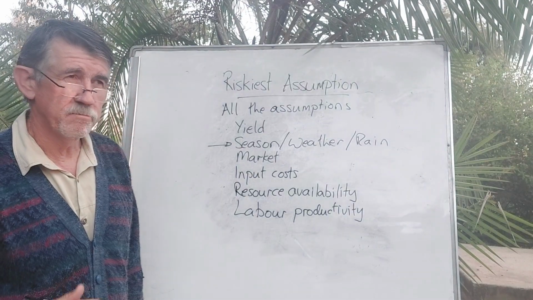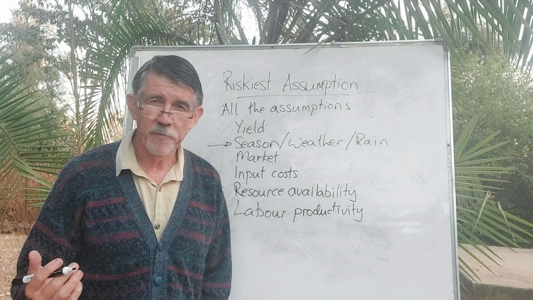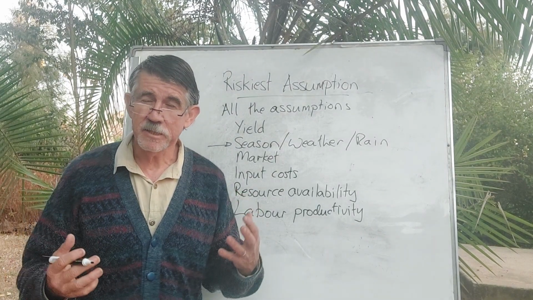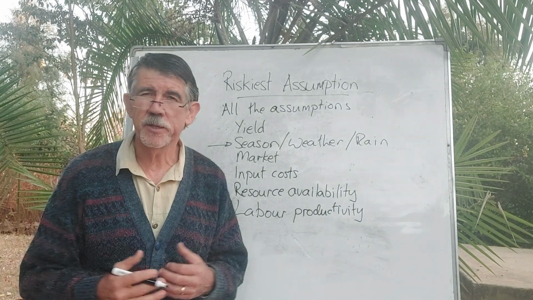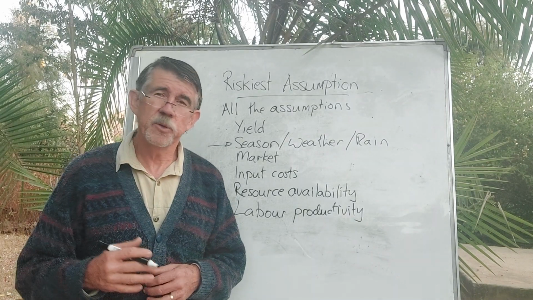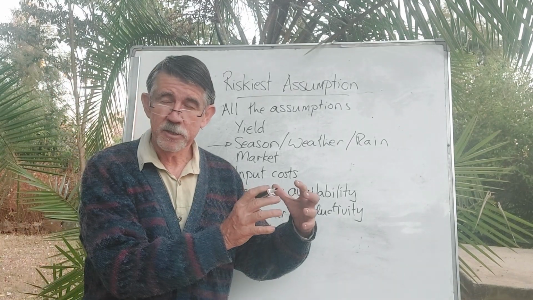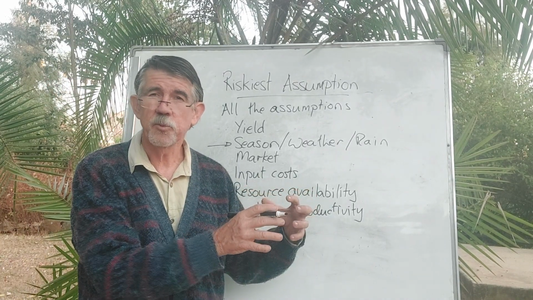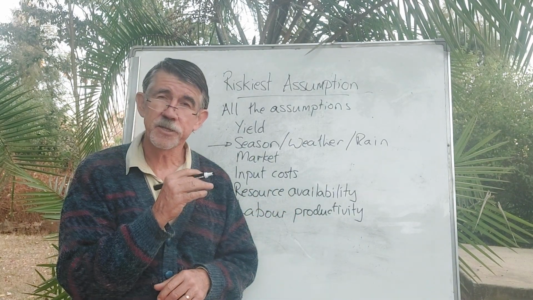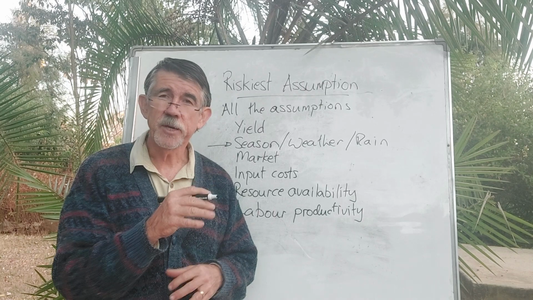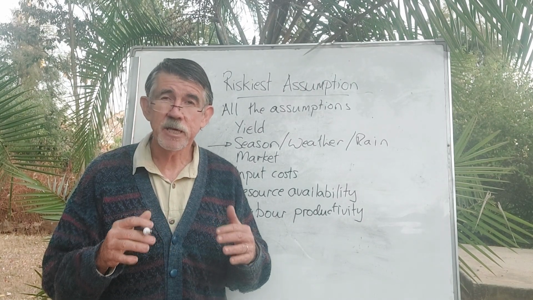Okay, because especially this year, 2023, there's been talk of El Nino affecting our season, and El Nino usually brings about some drier weather conditions. So we made an assumption of yield. Now, if we look at this assumption of the weather, that's assuming that the weather will be a certain pattern. Now, if that one is what we think is the riskiest, then we can adjust our management to try and mitigate that risk.